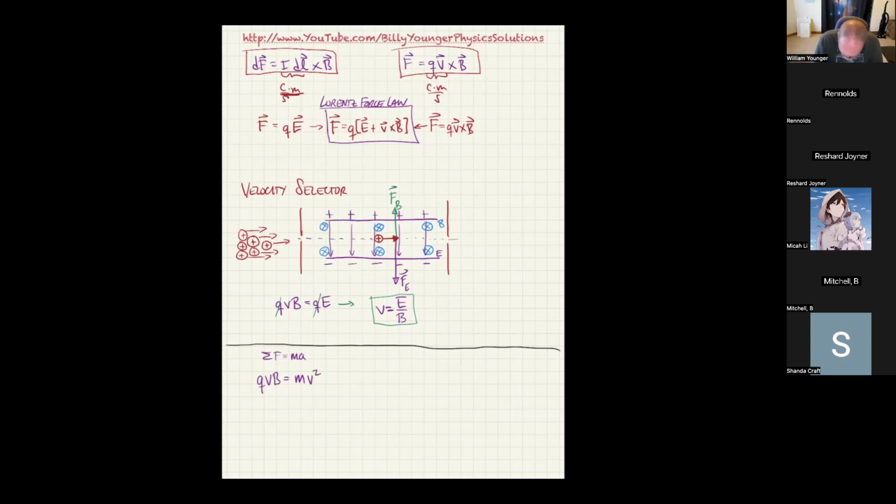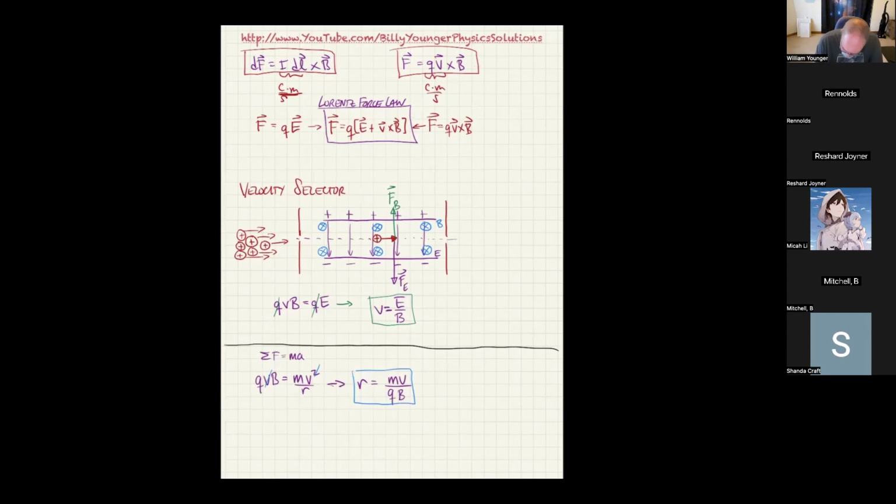V squared over r. So if you set that up that way, you can immediately see that one of the velocities cancel out. And ultimately what you get is that the radius of the circle that's going to happen is equal to mv divided by qB. So that's the actual radius of a circle, not unlike the magnetic deflections lab that you guys did.